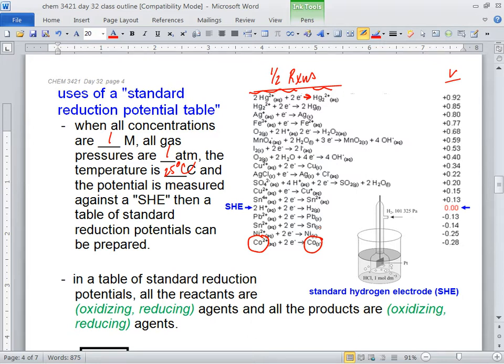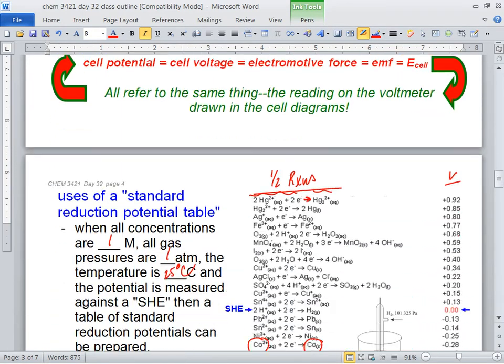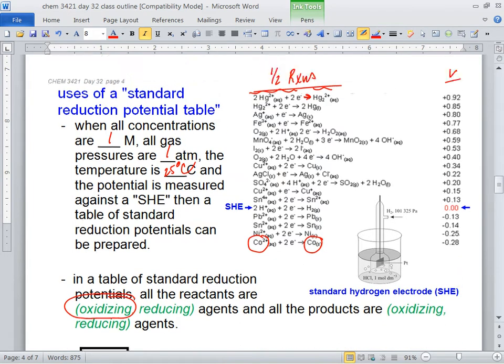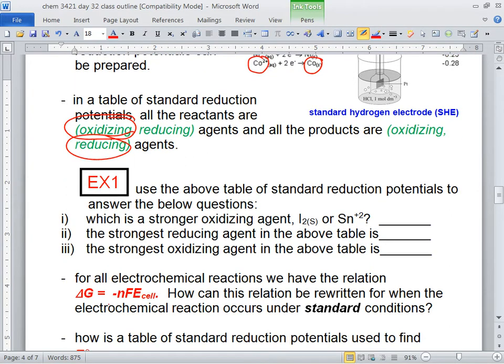Why are they oxidizing agents if they're gaining electrons? Oxidizing agents get reduced. They're gaining the electrons. These are the guys that are sucking up the electrons. It would be on this side, right? And all the products are, anybody? Reducing agents, because they're all getting oxidized. Go the other way, cobalt to cobalt 2+. He's getting oxidized. Okay. Use the above table of standard reduction potentials to answer the below questions.